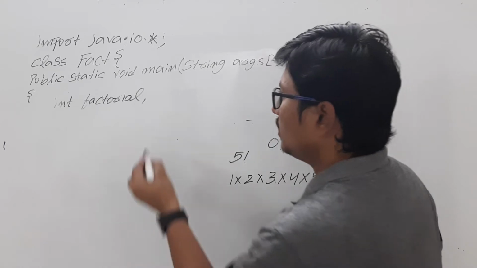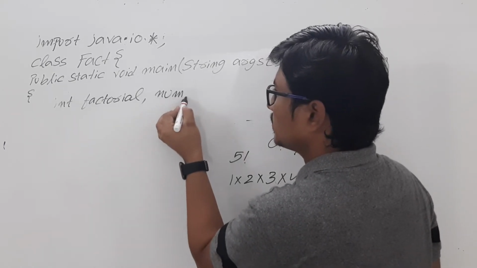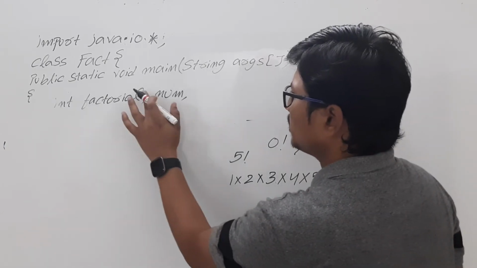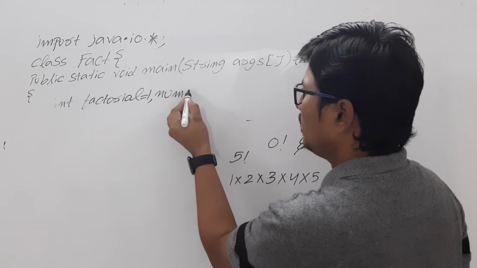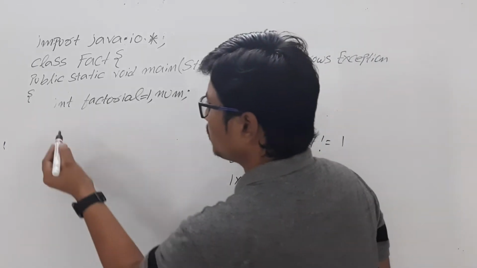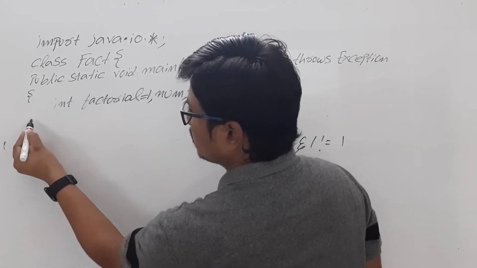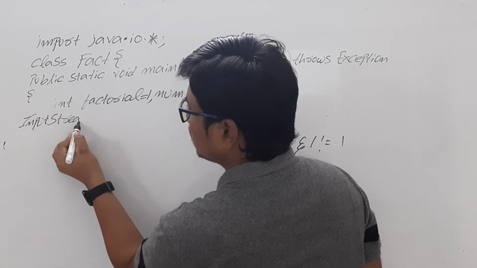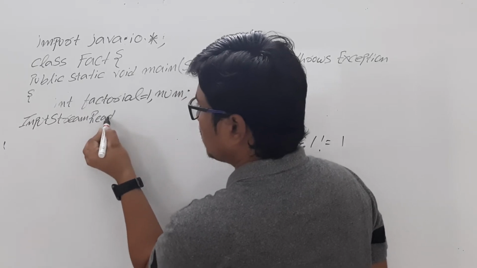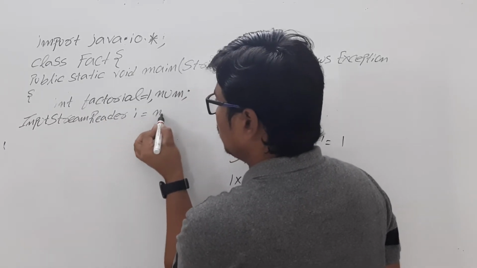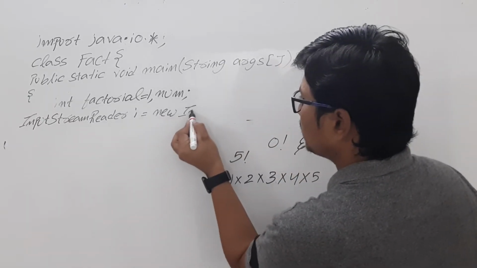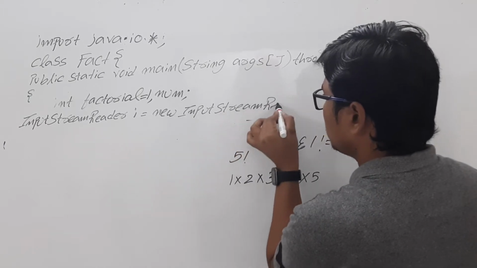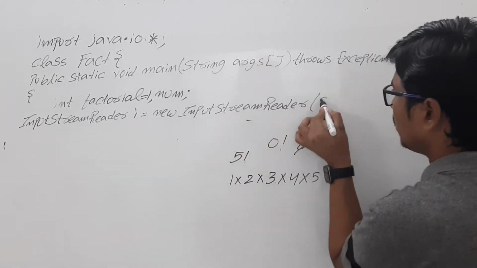and then num. So initially factorial is equal to 1, and num. Then what I will do is create an object for the InputStreamReader. So InputStreamReader i = new InputStreamReader(System.in).